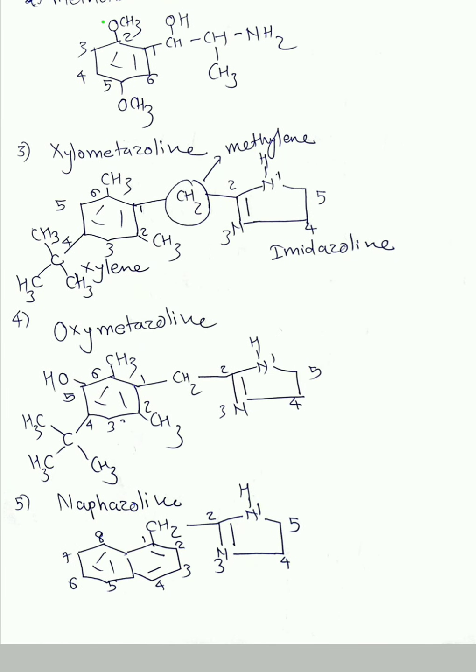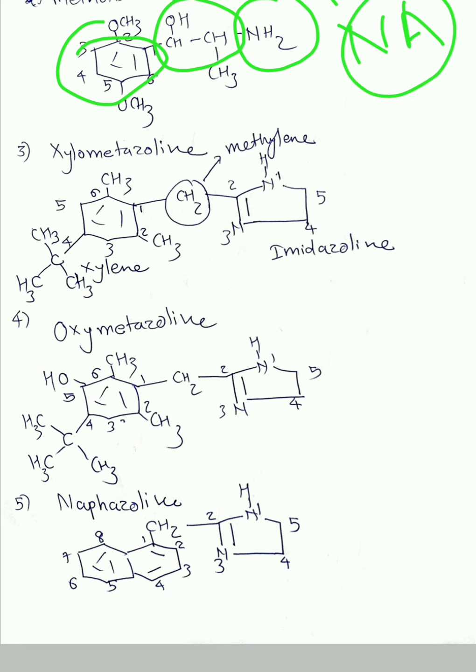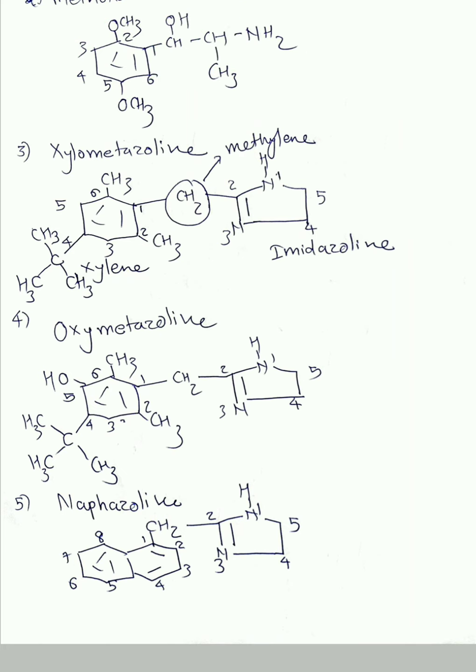Here benzene is there, no problem. Ethanol is also there, amine is also there, just like noradrenaline. Here also, what amine is there? Primary amine. As I said, primary means the amino group is attached to only one carbon. It is attached to one carbon only, it is not attached to this carbon. That's why it is a primary amine. So this part is the same as noradrenaline. Ethanol is also there.